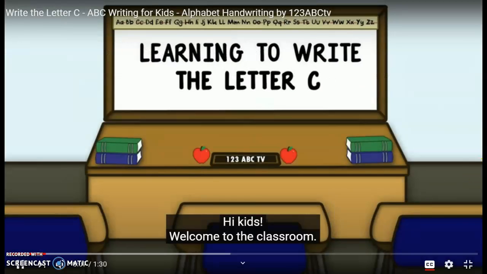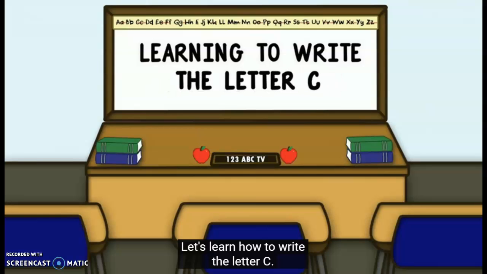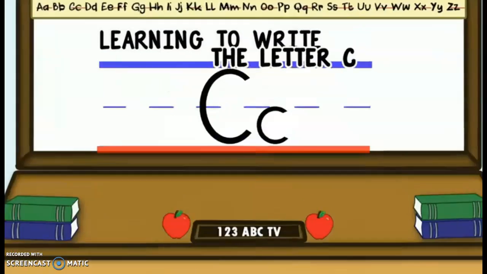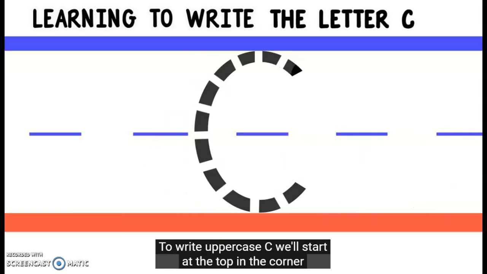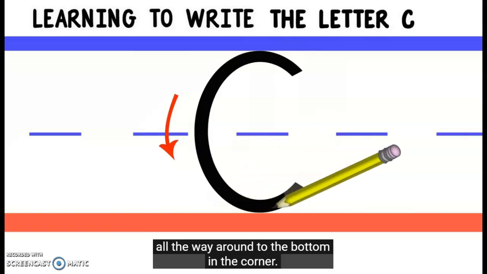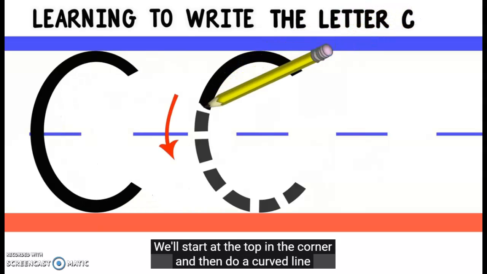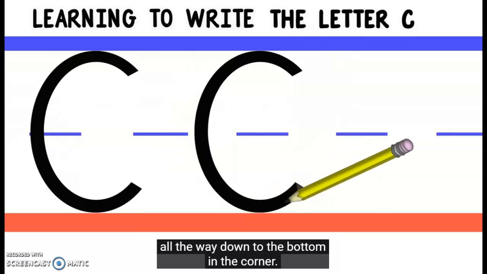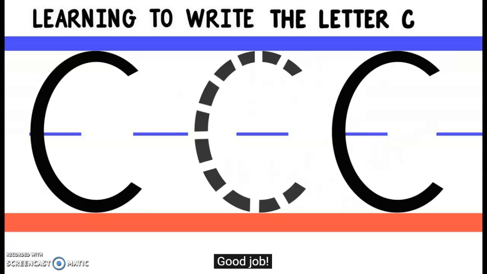Hi kids! Welcome to the classroom. Let's learn how to write the letter C. C is in caterpillar. First we'll start with big or uppercase C. To write uppercase C, we'll start at the top in the corner, and then do a curved line all the way down to the bottom in the corner. Good job! Now you try.